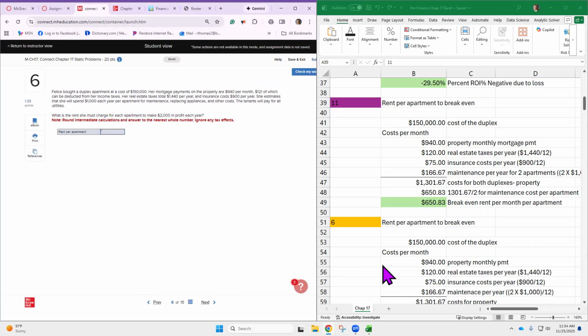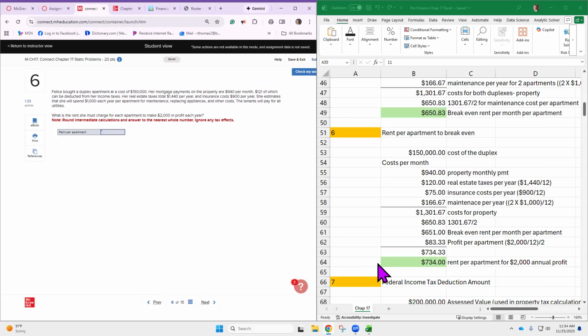All right, we're going to do this again now, but instead of breaking even, we actually want to make a profit. Same scenario. You line everything up to find your break-even point, which we already determined is $651. Now, what is the rent you must charge for each apartment to make $2,000 in profit each year? Now, that is not per apartment, that's per the property.